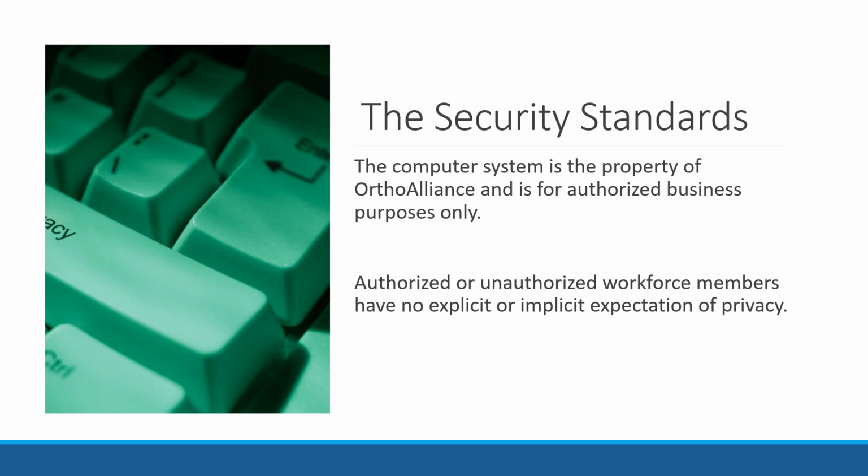Now we're going to talk about some of the security standards and how we protect our electronic information. When you log into your computer, there's a paragraph that everyone skips through reading, but still goes ahead and presses OK. Here's what that paragraph says. The computer is property of Ortho Alliance and is for work purposes only. It also tells you that you have zero privacy on the computer.